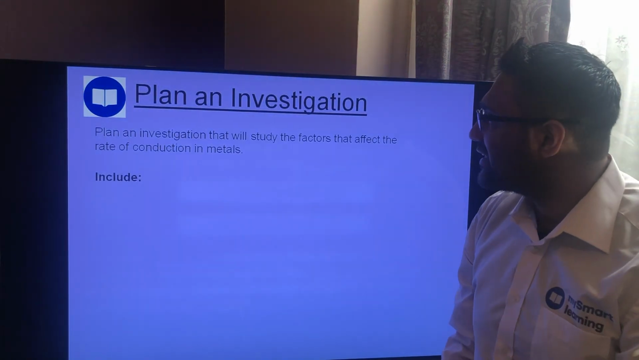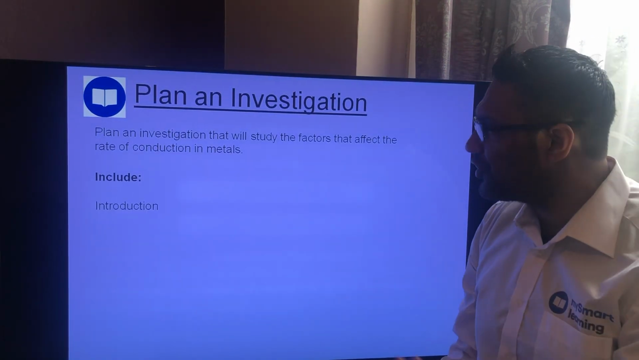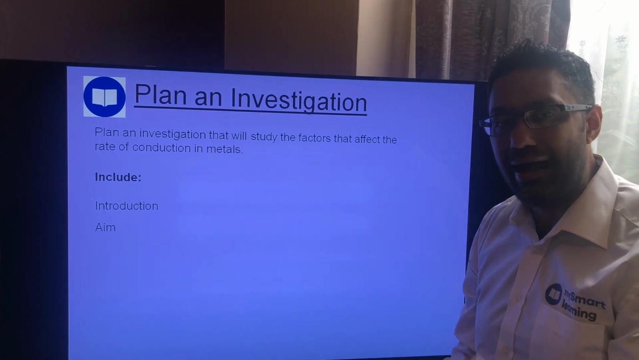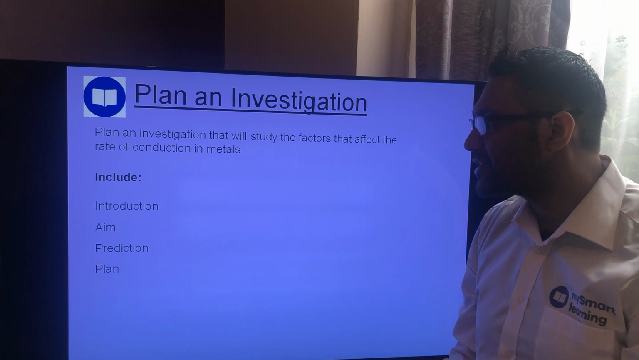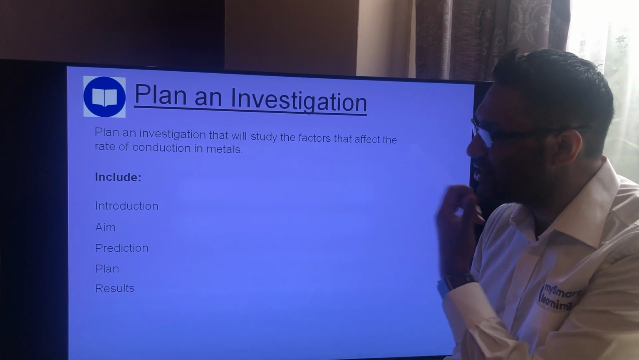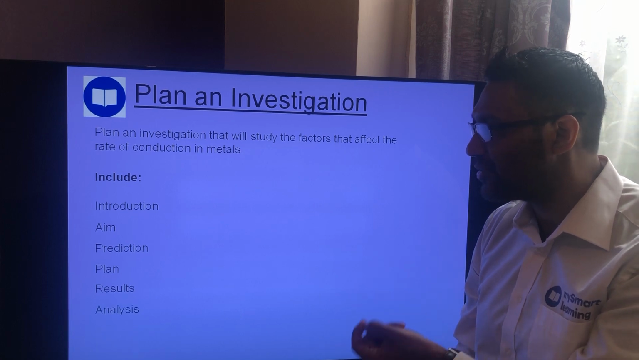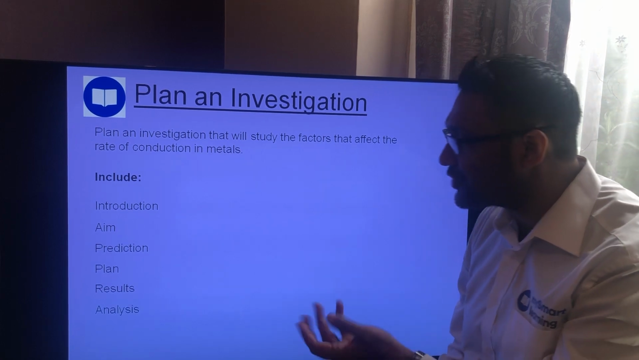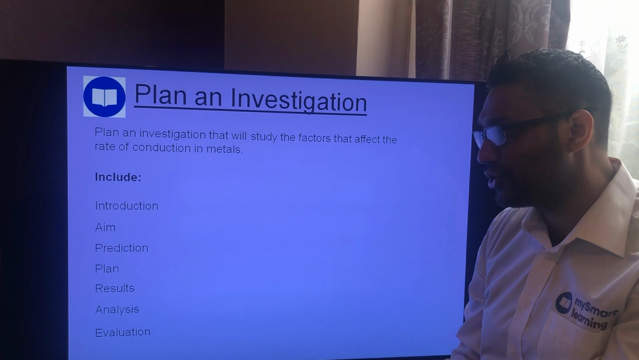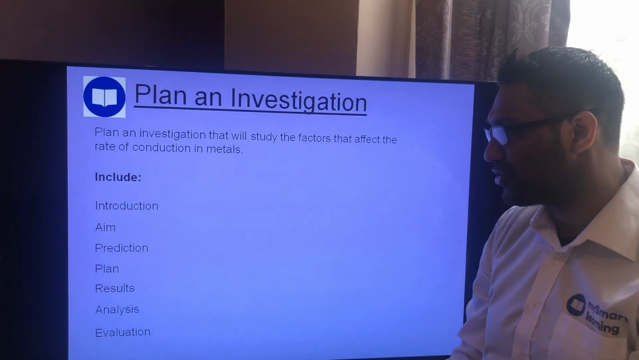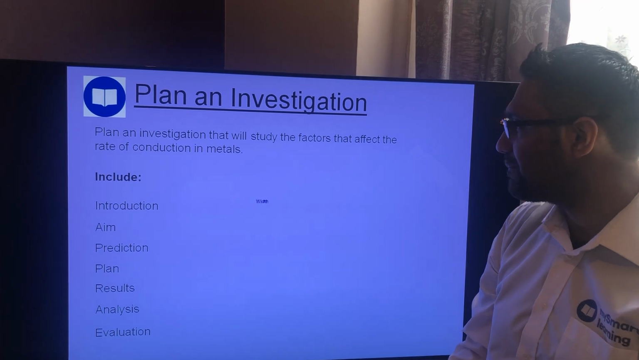Now, one way you can investigate the conductivity of different materials, which basically means how good they are at conducting, is when you're doing a full investigation, obviously you need some kind of introduction, you need an aim for it, you need a prediction, what do you think is going to happen, you need a plan, we need the results, and then analysis of the results with the conclusion, and then an evaluation.